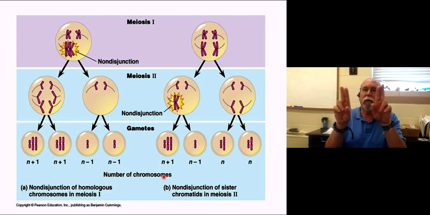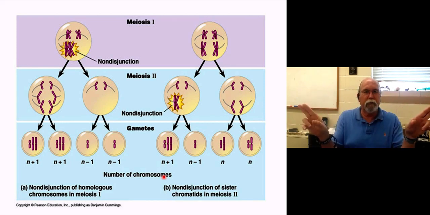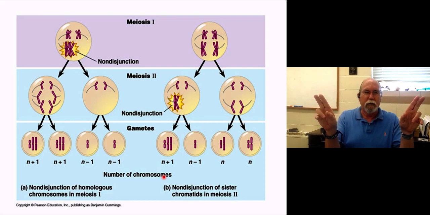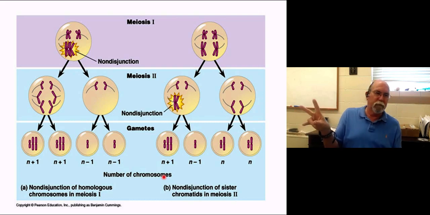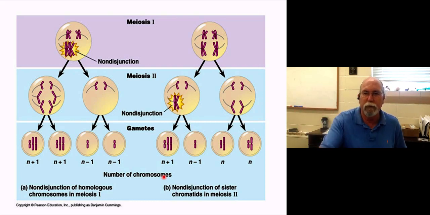Or you can go ahead and separate and have segregation go on as you normally would in anaphase 1. But when you get to anaphase 2, maybe one of them doesn't separate. This one does, but this one doesn't. Okay, that's what's being illustrated here. That gives you a different outcome.